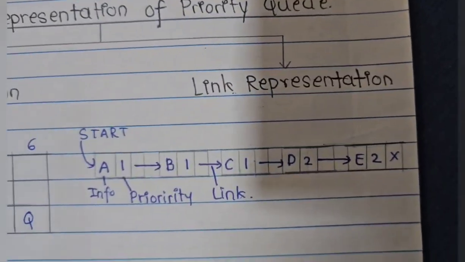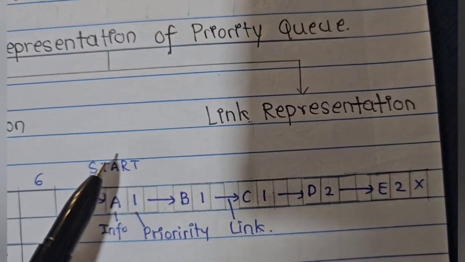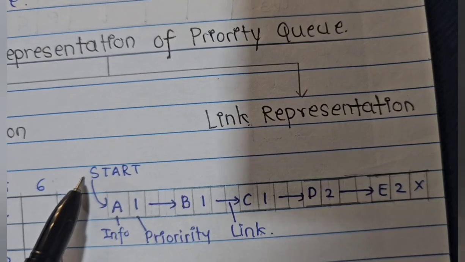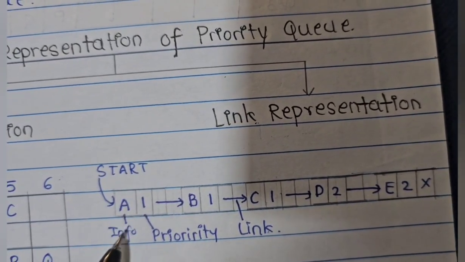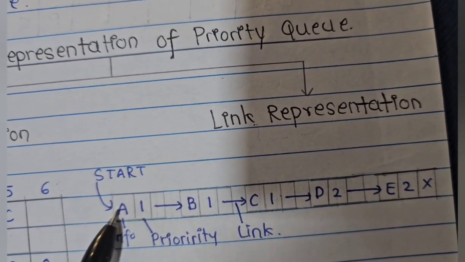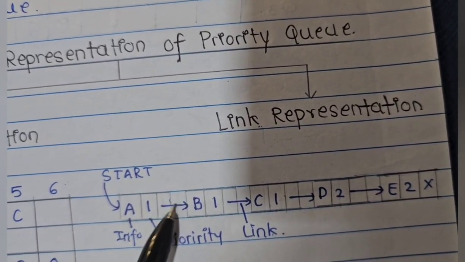And second is the link representation. This is the start of the link. This is the info part of the link. This is the priority of the info, and this is the link.